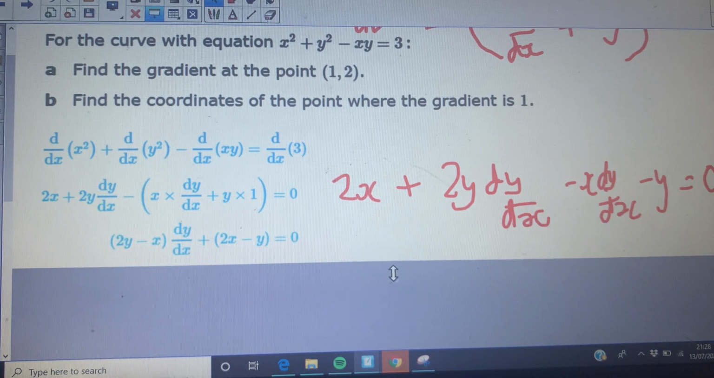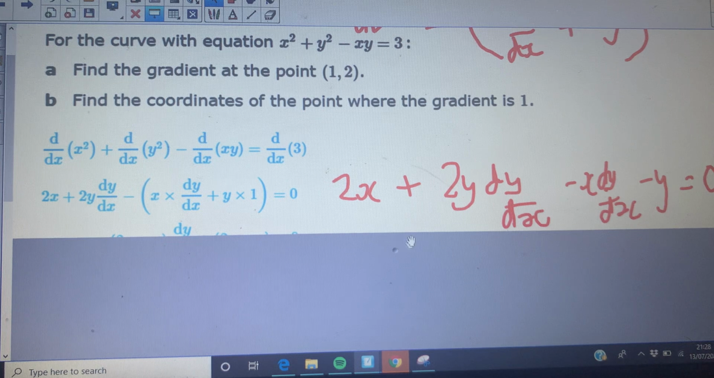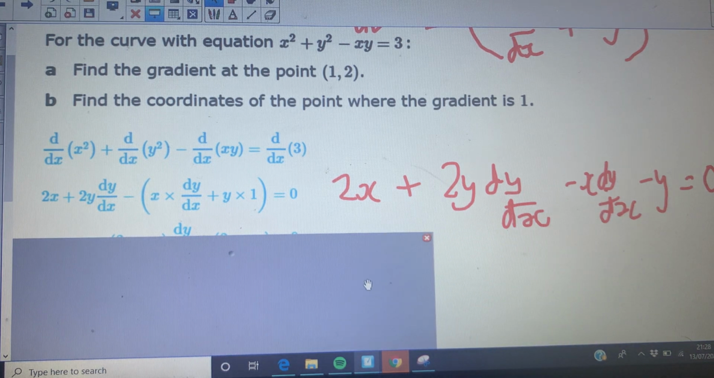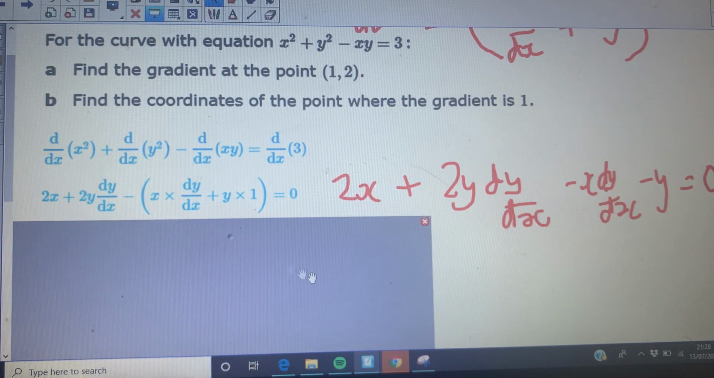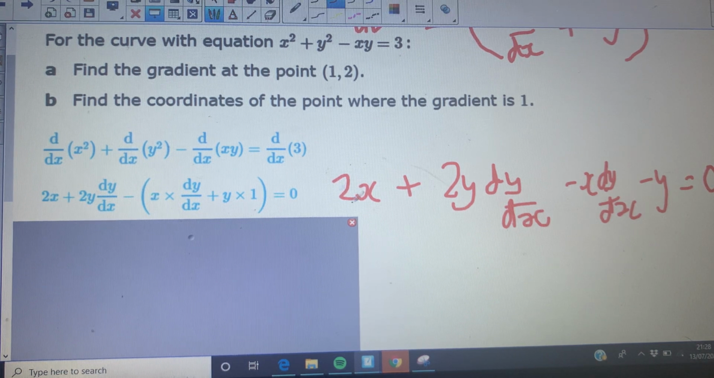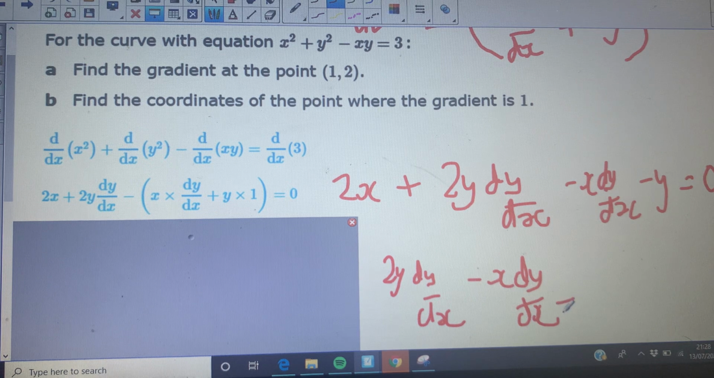What you're now going to do, wow, they've just gone for it. They've got the dy/dx terms on one side and the non-dy/dx terms on the other. So what they've done is they've said, I'm just going to add these steps in because I think it's quite helpful. 2y dy/dx minus x dy/dx. I hope you're impressed with my pen writing. Equals, take the y over and the 2x over.